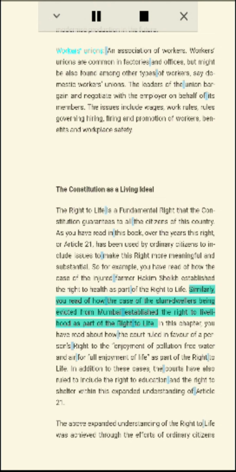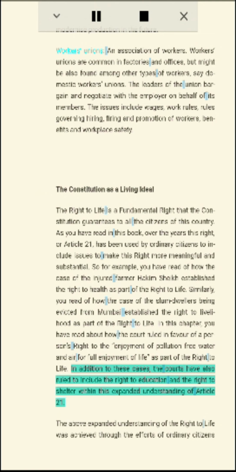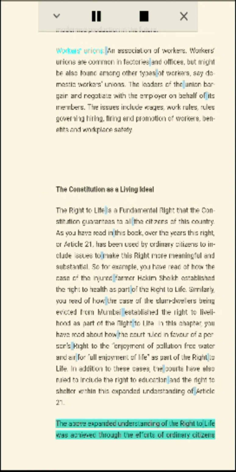Similarly, you read of how the case of the slum dwellers being evicted from Mumbai established the right to livelihood as part of the right to life. In this chapter, you have read about how the court ruled in favor of a person's right to the enjoyment of pollution-free water and air for full enjoyment of life, as part of the right to life. In addition to these cases, the courts have also ruled to include the right to education and the right to shelter within this expanded understanding of Article 21.